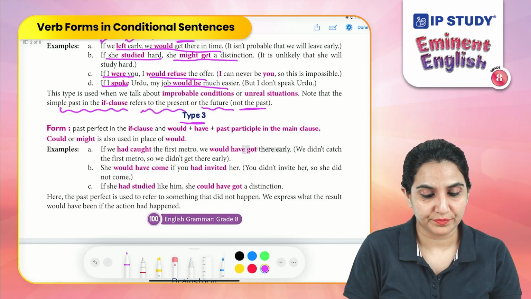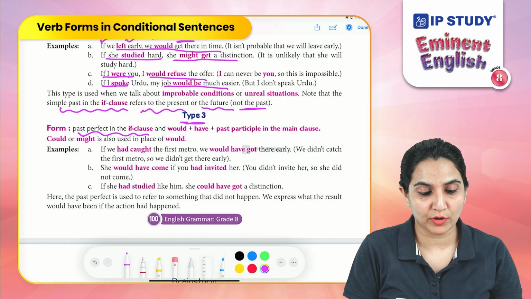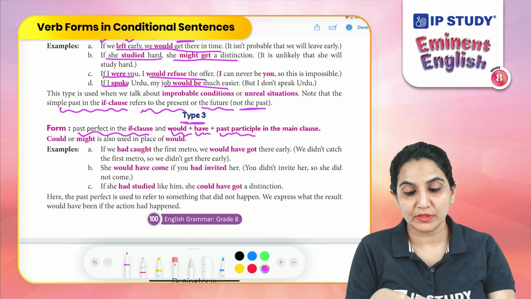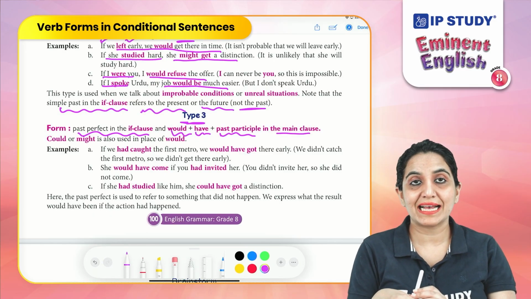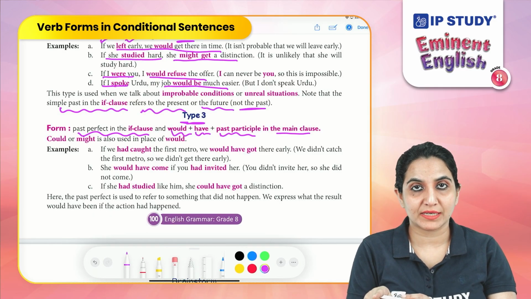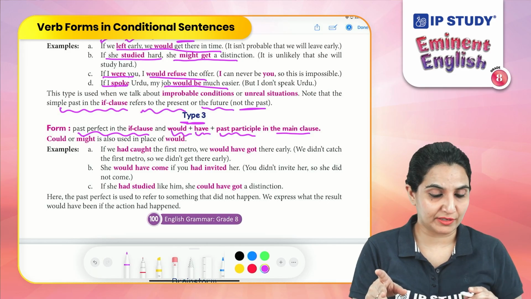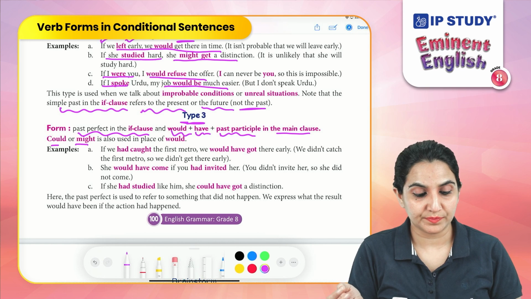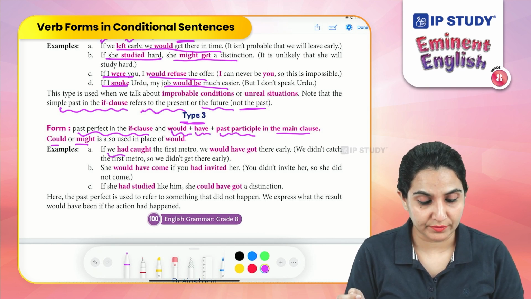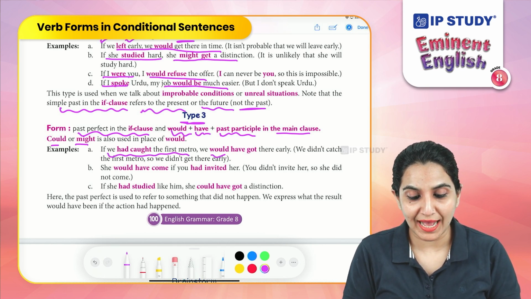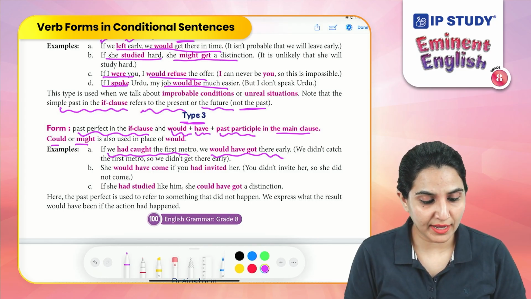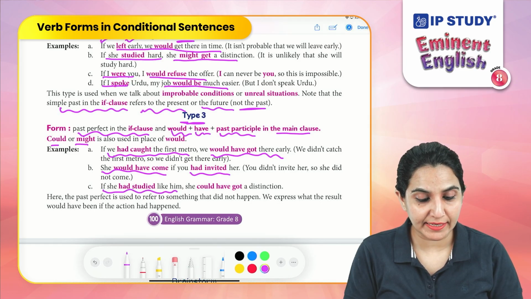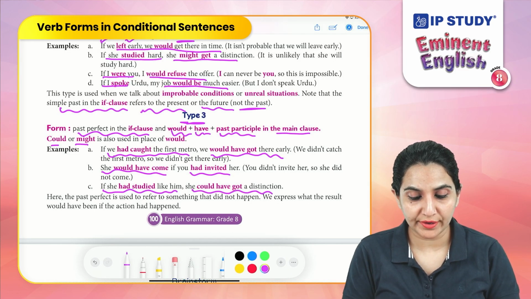Type 3. Past perfect in the if clause and would plus have plus past participle in the main clause. So the main clause has would, have and past participle, and past perfect is in the if clause. We can also use could or might in place of would. If we had got the first metro, we would have got there early. She would have come if you had invited her. If she had studied like him, she could have got distinction.